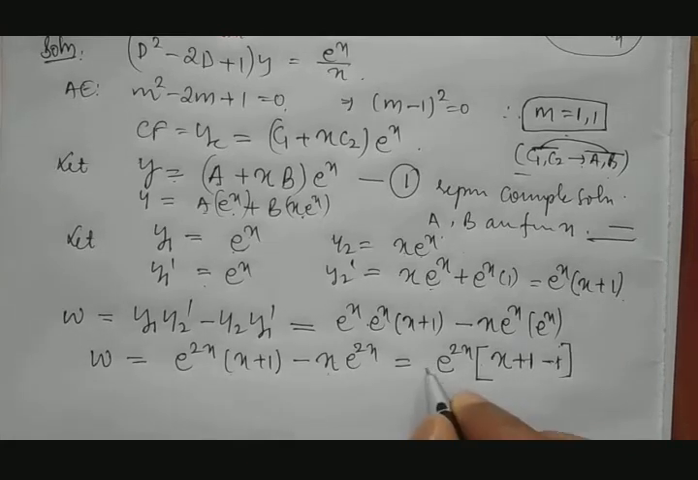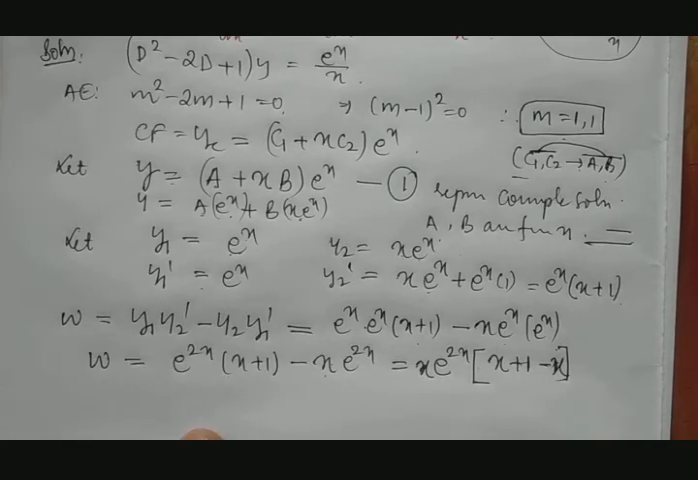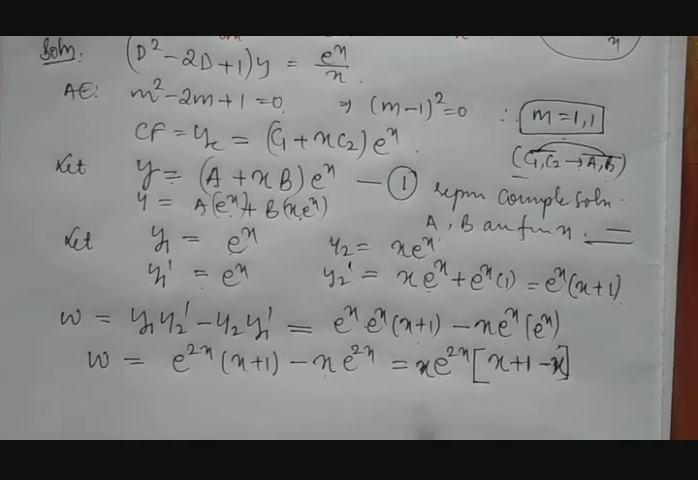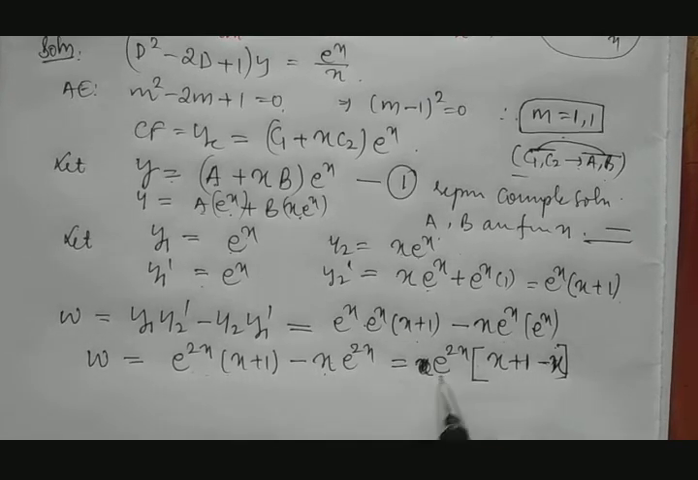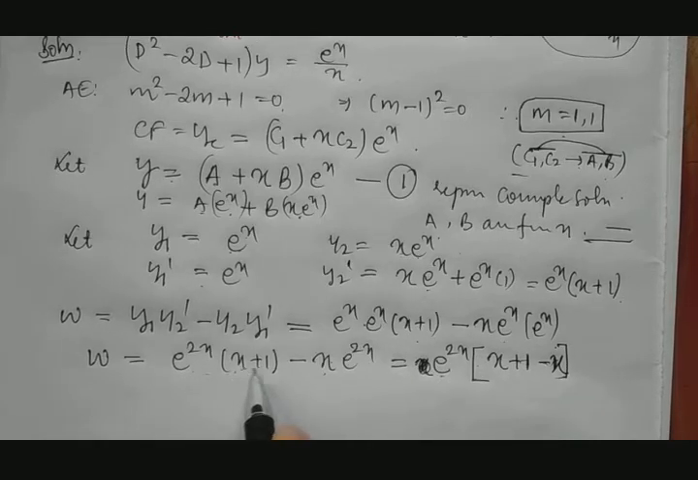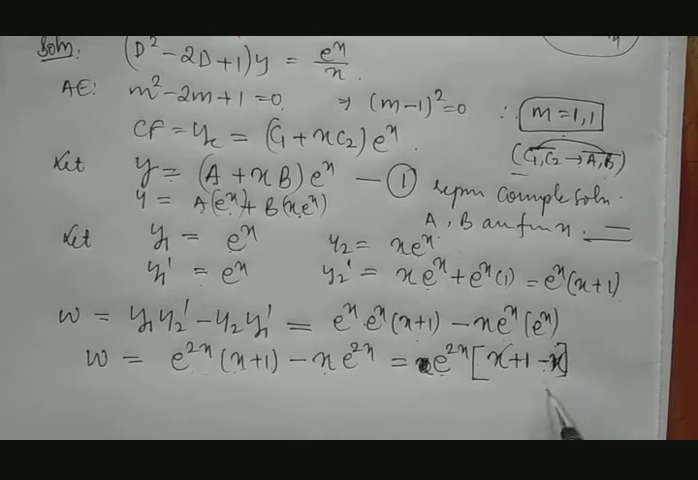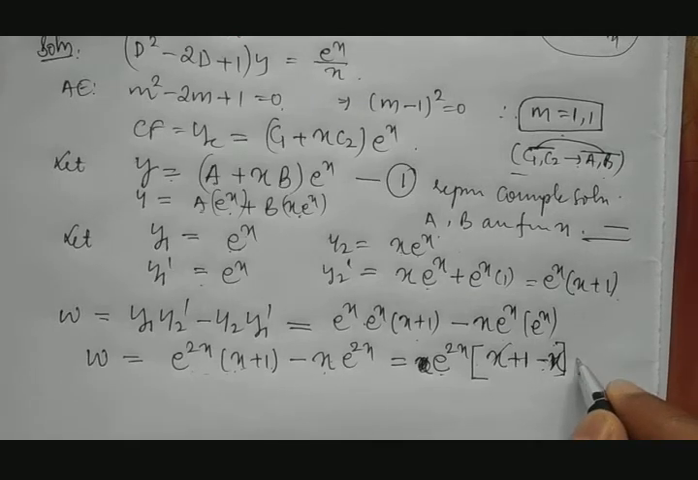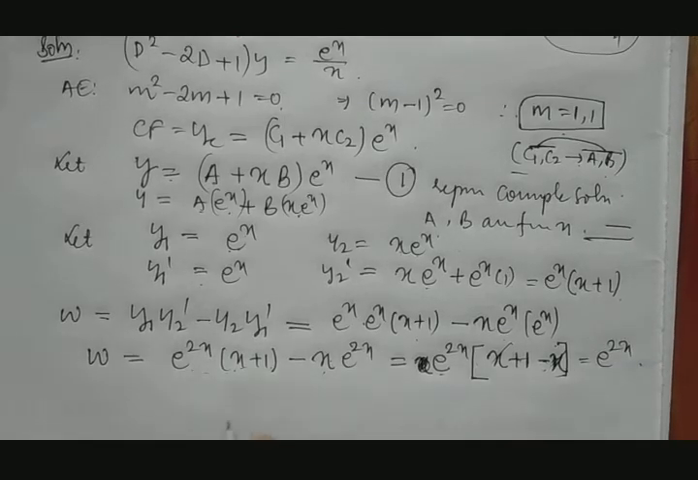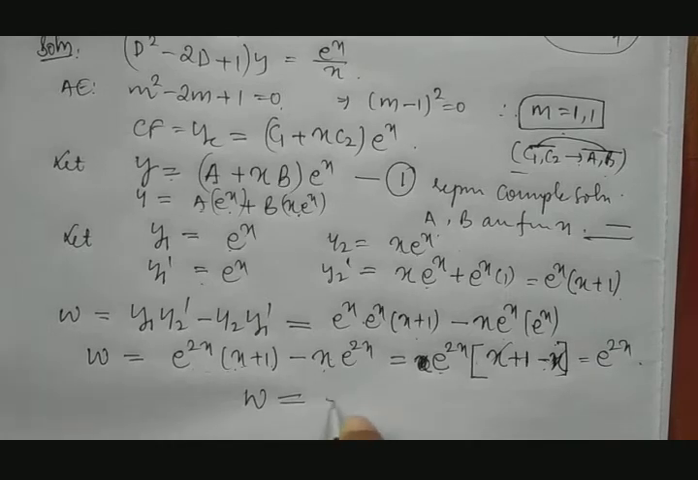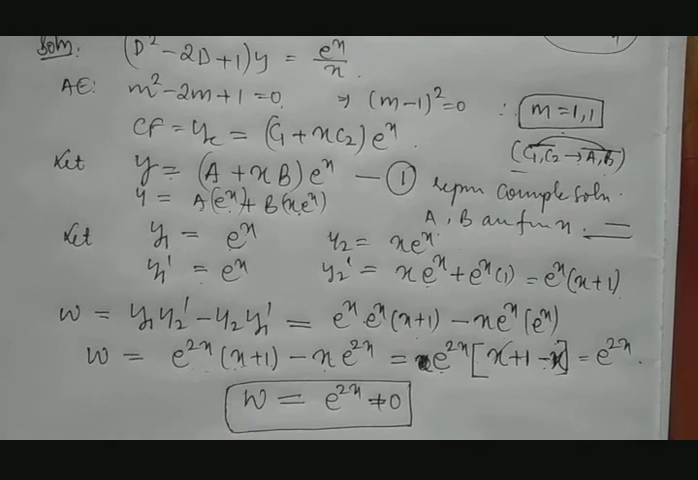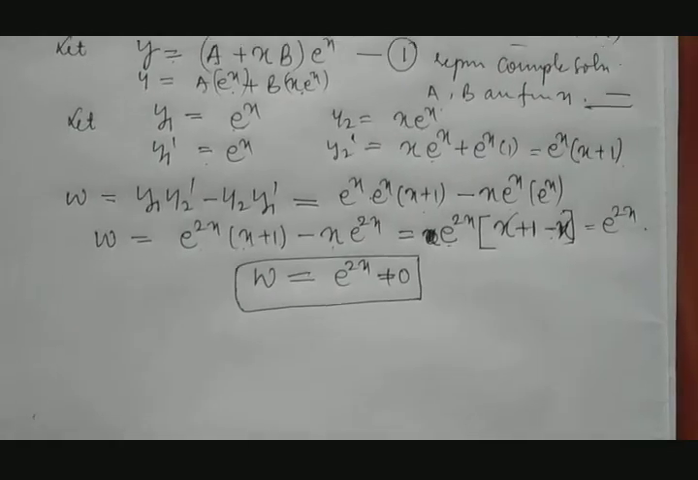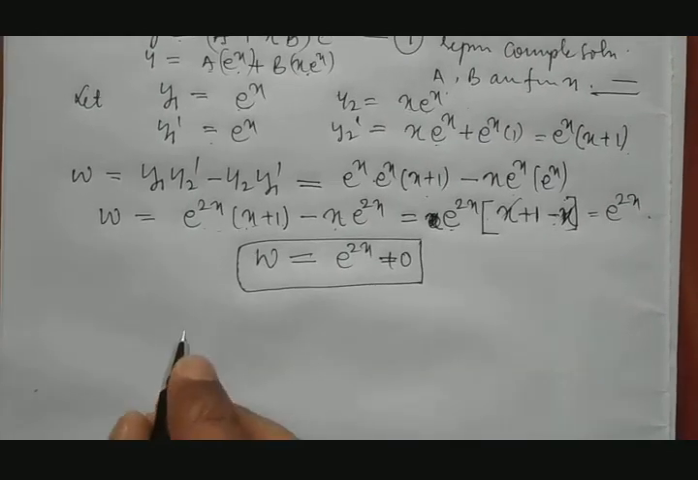So plus x minus x goes, therefore it is equal to e raised to 2x. Therefore the Wronskian W is e raised to 2x, which is not equal to 0. That is important. Then let us calculate the values of a and b.